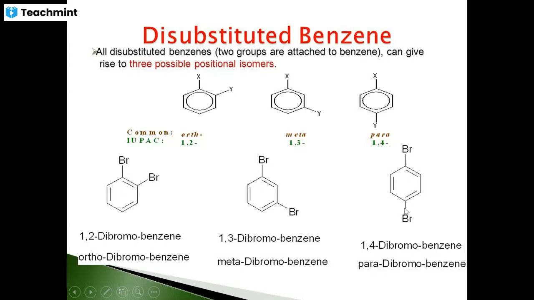What is next? Bromine is present at the 1 and 4 positions, first and fourth position. Definitely this is a para position. So para-dibromobenzene is the name of this compound, and this is a 1,4-dibromobenzene. In this way we can give names to disubstituted benzenes.